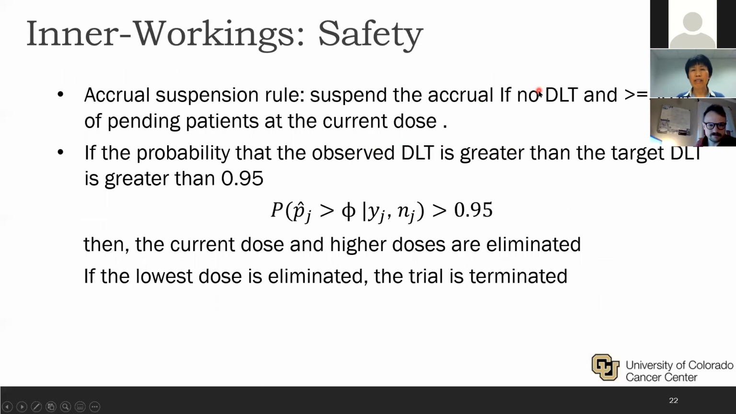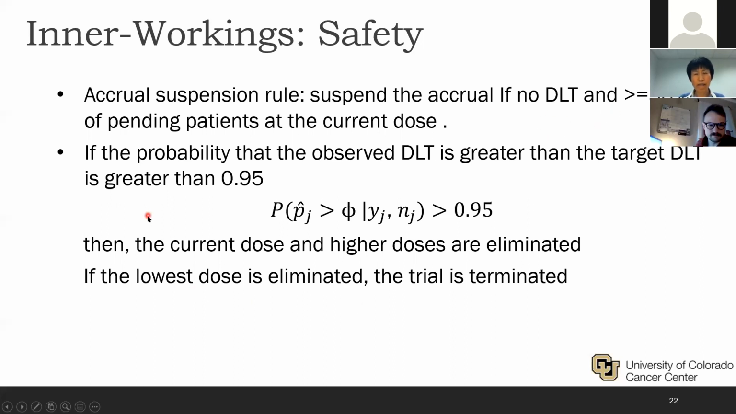In addition, to ensure safety, we put in an accrual suspension rule. That is, we suspend the accrual if there is no DLT and more than half of the pending patients are at the current dose, to avoid risky decisions just because of the sparse data.